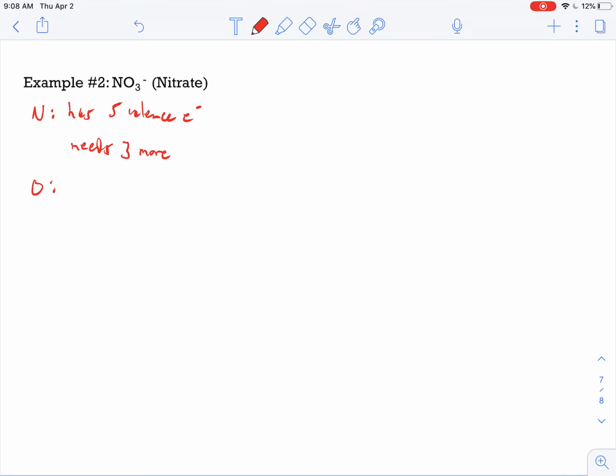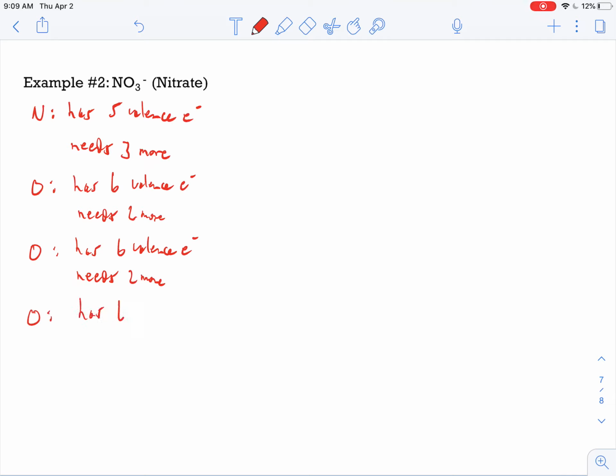We'll look at our first oxygen. It's in group 16, so it's going to have 6 valence electrons, which means it needs 2 more. Again, we're going to repeat that process for our remaining 2 oxygens as well. Each has 6 valence electrons and needs 2 more. We have the same exact thing for our last oxygen.